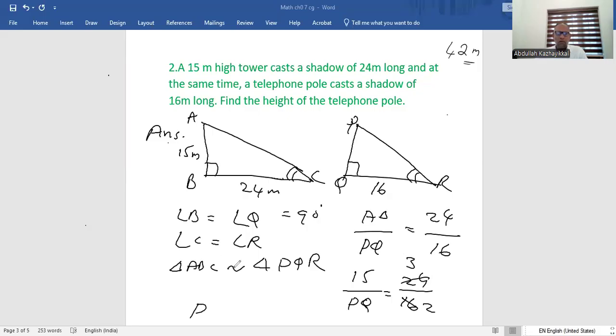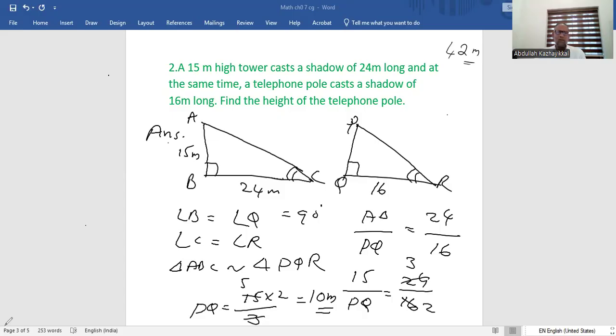PQ is equal to, by cross multiplication, 15 times 2 by 3. 5 3s are 15, so 5 into 10 meter, we got the answer. I think all of you understood. All of you, please take the screenshot. Any doubt, please ask me. Questions 1 and 2 are the same, no difference.